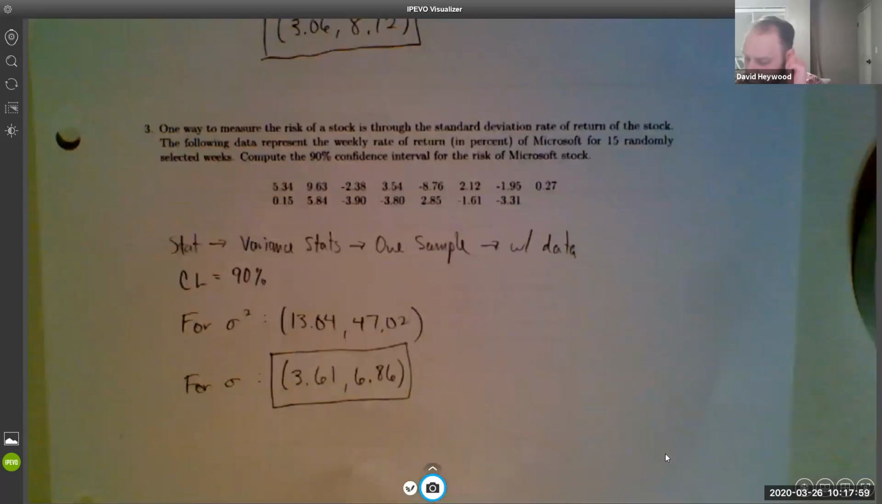I bet if you compared that with other stocks, that's probably not a very risky stock, but I could be wrong. I've never traded on the stock market, so I really have no idea. Okay, but that's the idea there.